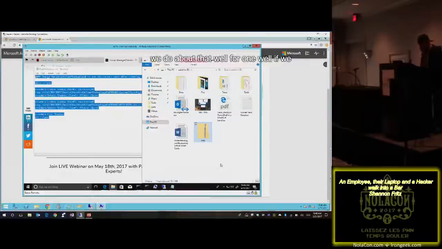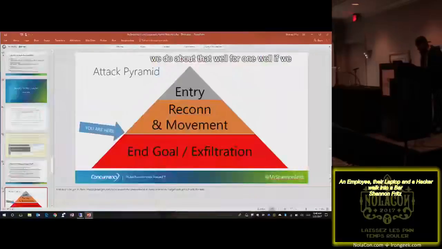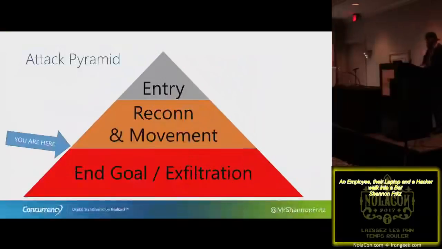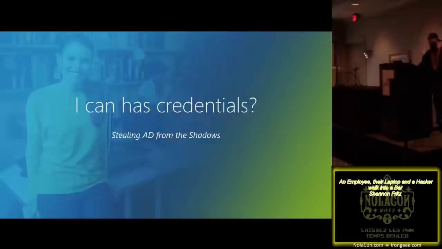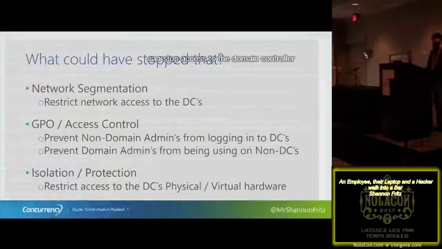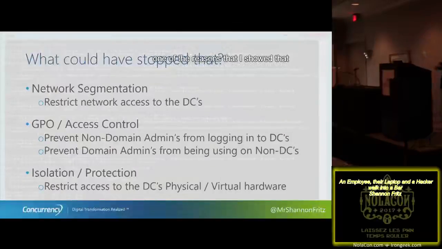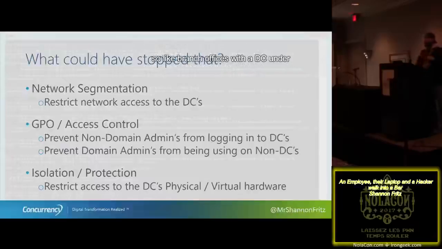So, what can we do about that? Well, for one, if we can stop access to the domain controller, that's going to help a lot, right? If you can't touch the DC, you can't steal the things. One of the reasons that I showed that notepad trick is that if I can get physical access to a DC, you can boot off of another media and literally just copy the two files you need because they're not going to be in use, right? So the whole thing could have been done if the machine was a DC instead of a laptop. So branch offices with a DC under a desk are a terrible idea.